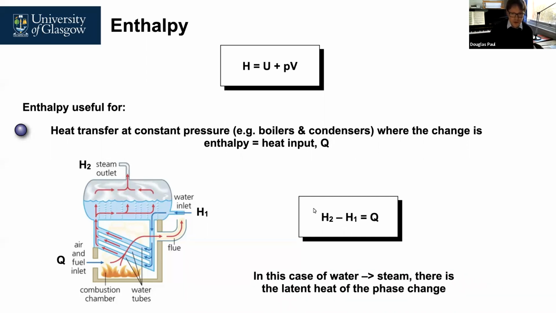So what's going on when we do this is basically Q here is being used as the latent heat of the phase change to turn the water into steam. And it makes a very simple equation that can be used in a lot of different steam engines.